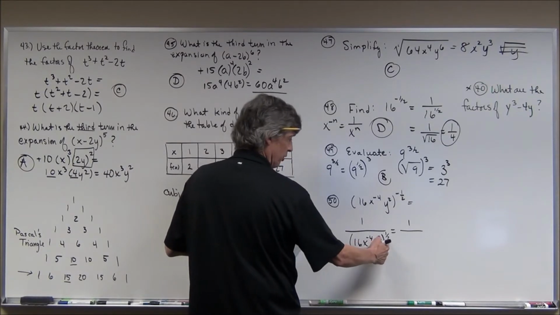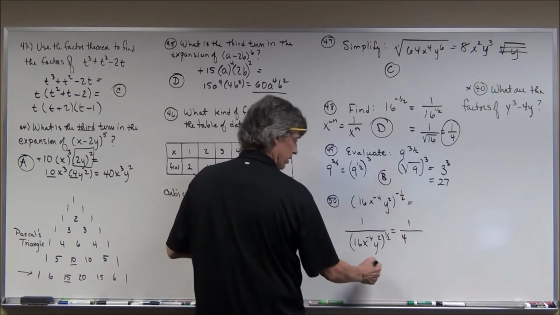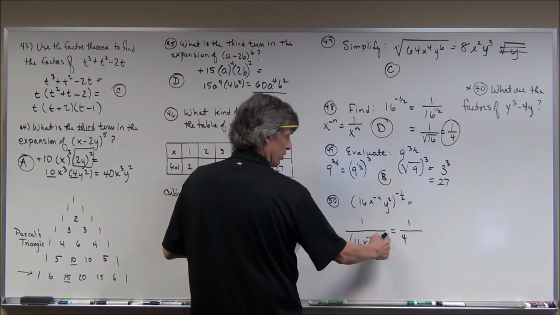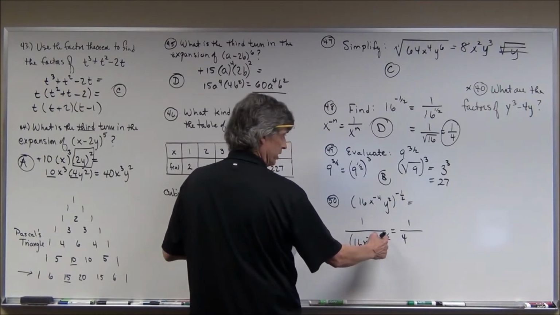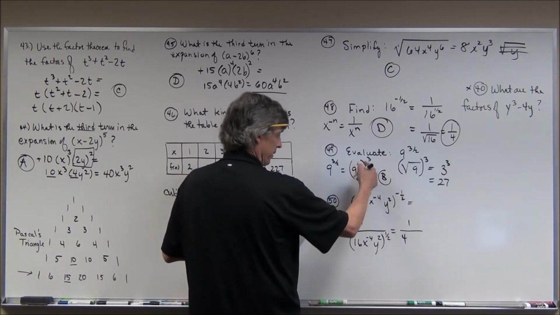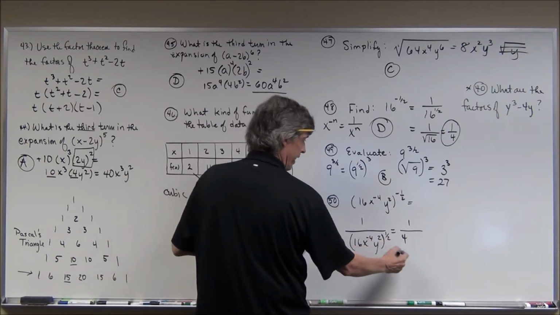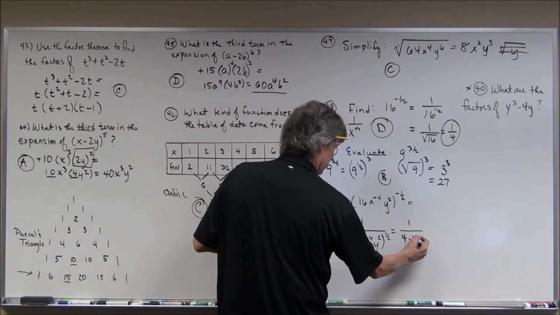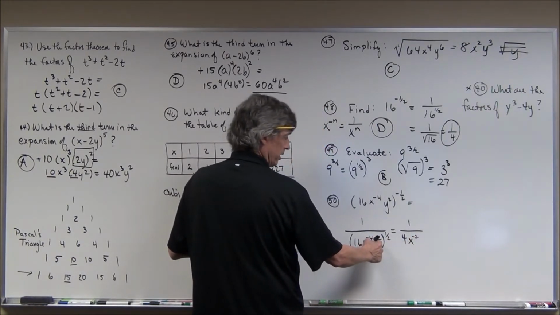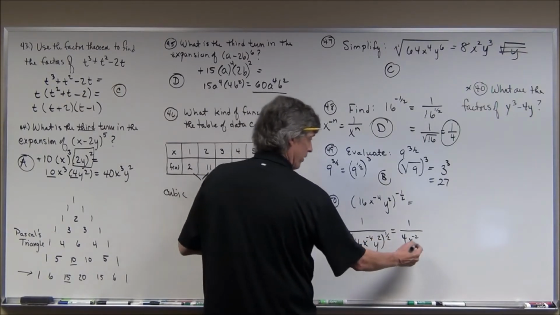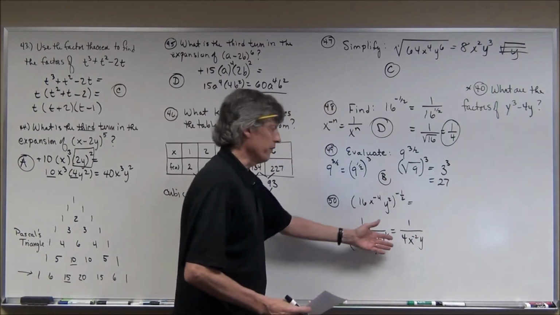Well, the 16 to the 1/2, that's the square root of 16. X to the negative 4 to the 1/2, a power to a power, I just mentioned that, you would multiply the exponents. So negative 4 times 1/2 is negative 2. This is x to the negative 2. And y to the second raised to the 1/2 power to a power, that's y to the first. Don't leave your answer like this.